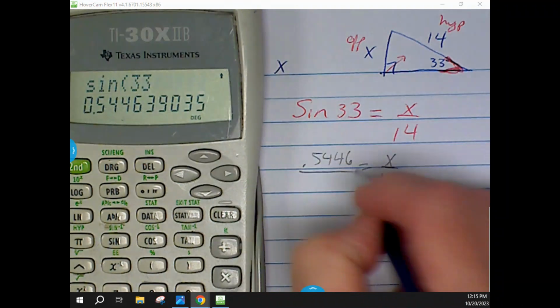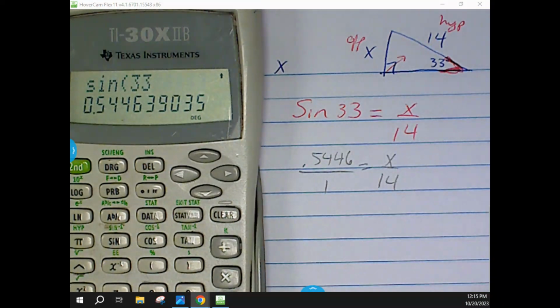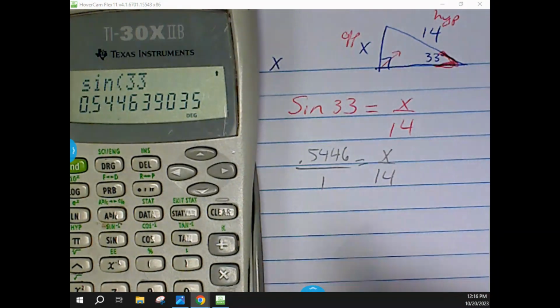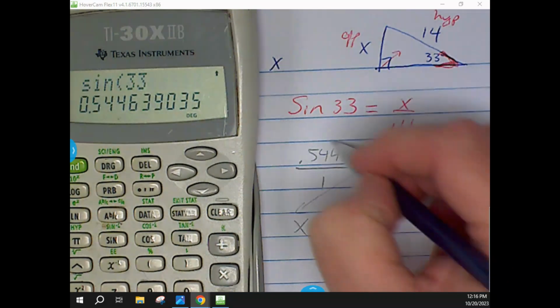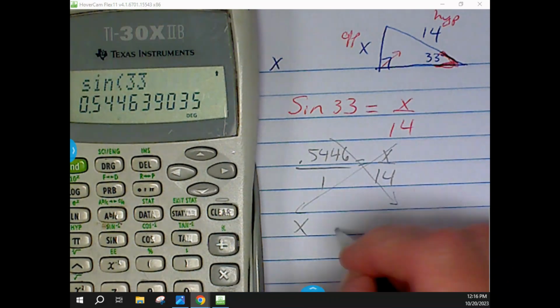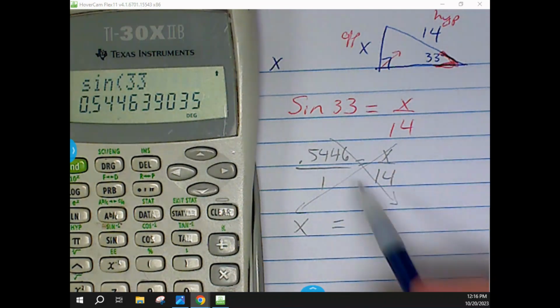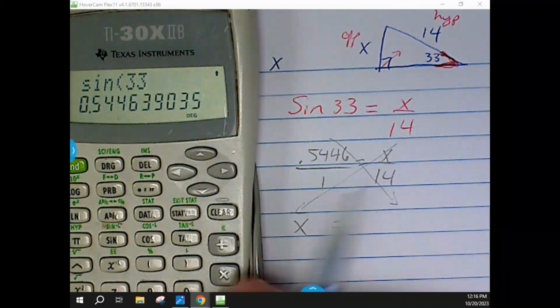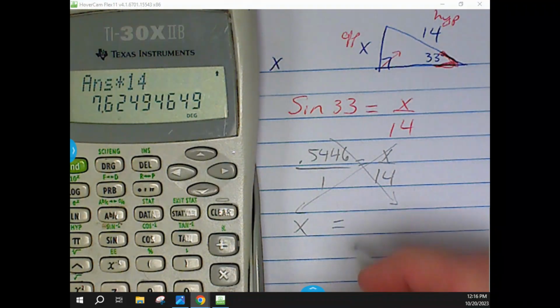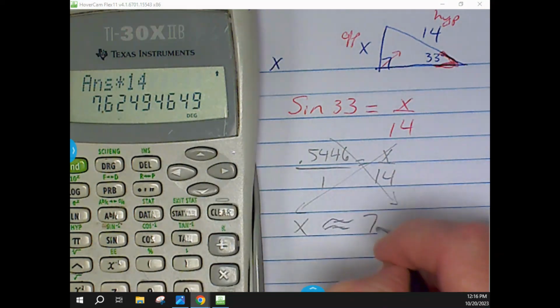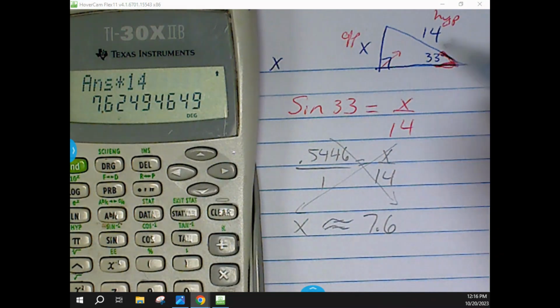Okay, and then what you're going to do after that is cross products, but the cross product should be really easy because if you multiply these two, you get x. And on this one, you're not going to do it by hand, just use your calculator. Take that same number you've got here and then just multiply by 14. Okay, we're going to round this thing off to one decimal place, so that's like 7.6. Again, this will be inches or feet or miles or whatever it is that they're talking about in that case.